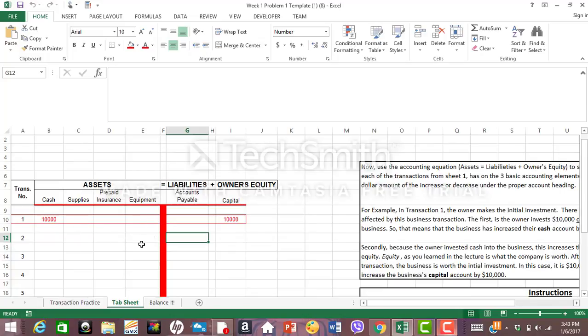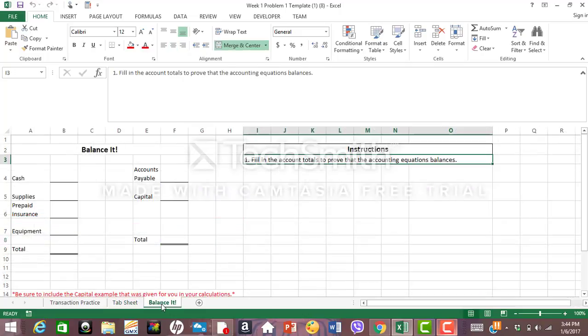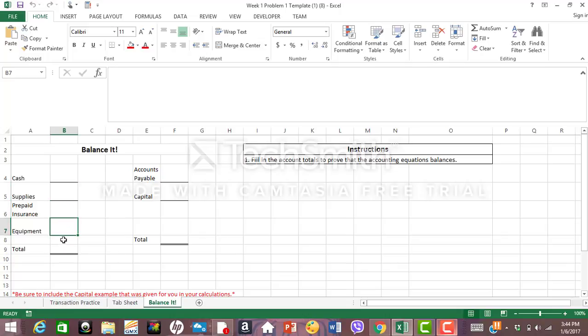Now we look at the video, we look at the tab sheet, and the accounts that we have been dealing with so far under assets are cash, supplies, prepaid insurance, and equipment. So cash increases by $10,000 on the left-hand side of the equation, and owner's equity increases by $10,000, which is on the right-hand side of the equation. This red line right here, or in column F, kind of symbolizes the equal sign. So obviously this side of the equation has to be equal to this side of the equation. And then this right here basically balances each of the equations, accounts payable, capital, and the total.